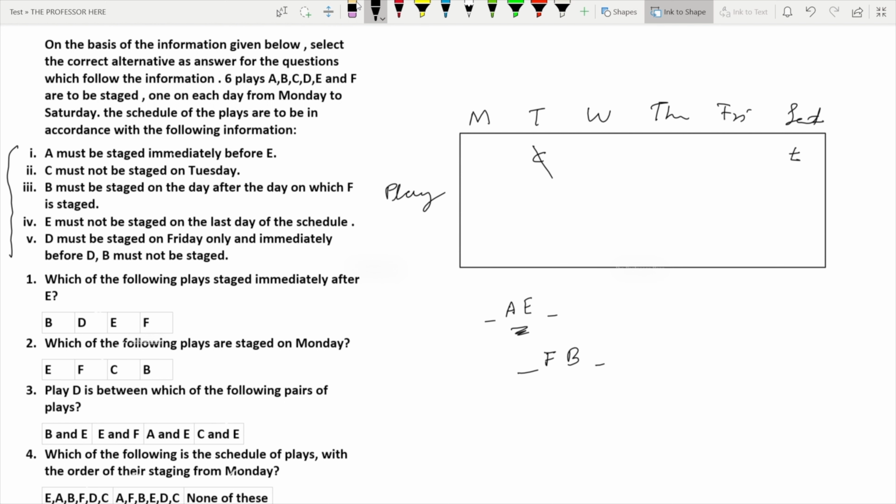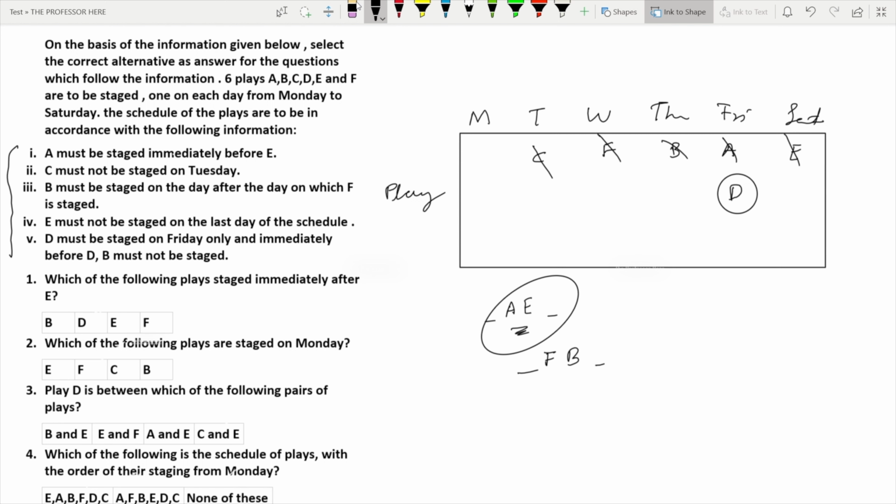Point number 4, E must not be staged on the last day of the schedule. So on Saturday, E should not be scheduled, which automatically means A cannot be on Friday because A and E are always together. Point number 5, D must be staged on Friday only. So we get the corresponding day for D, which is Friday. We will circle it so that we know that this is the right answer, D. Now the next point is that immediately before D, B must not be staged. So B can't be here, which automatically means F cannot be here too, since F and B are together.